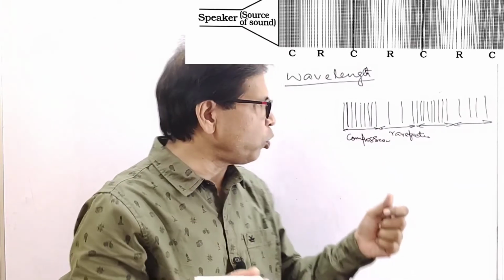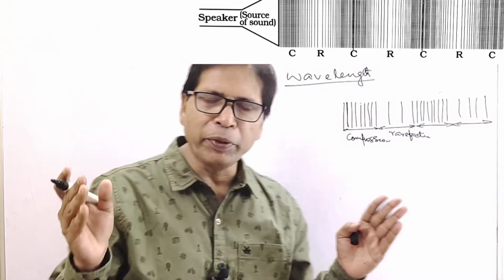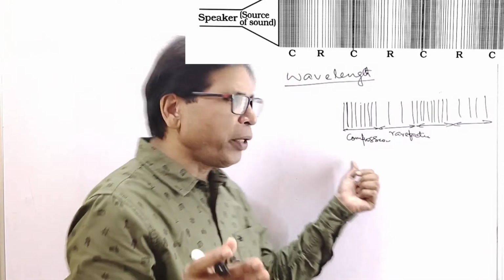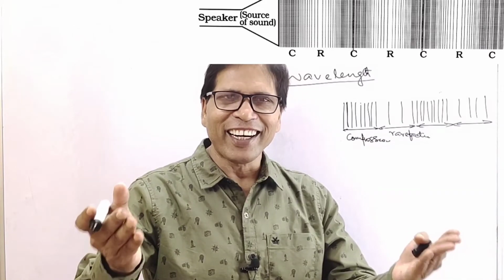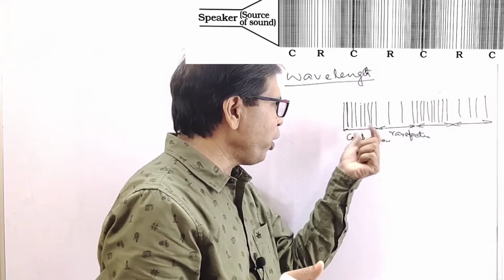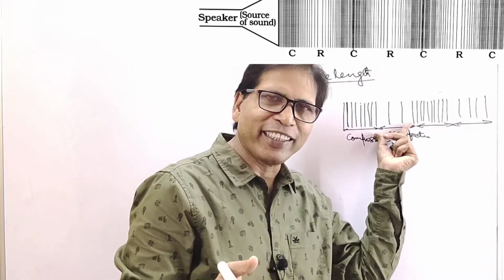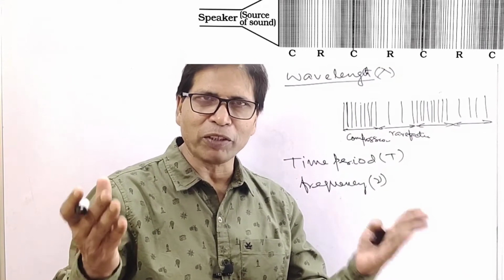Now the distance between two consecutive midpoints of compression is also called wavelength. Now time period of a wave. The time required for one complete oscillation is called time period. So in a time period, a wave produces a compression and a rarefaction. Okay? Now frequency. The number of oscillations per second is called frequency.